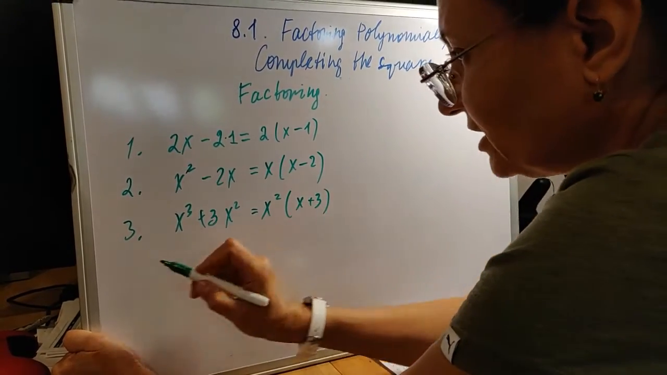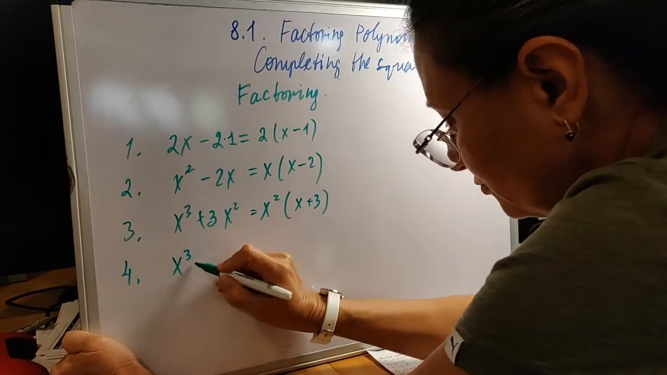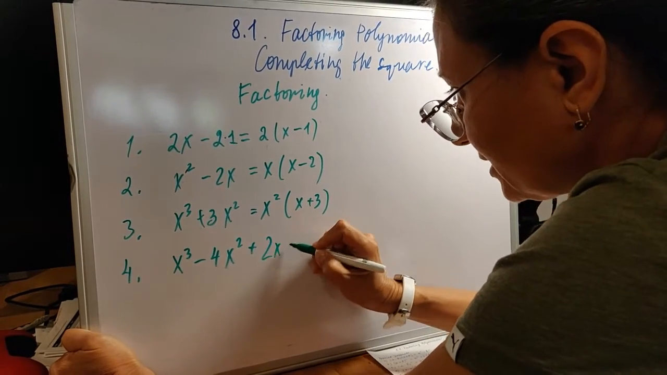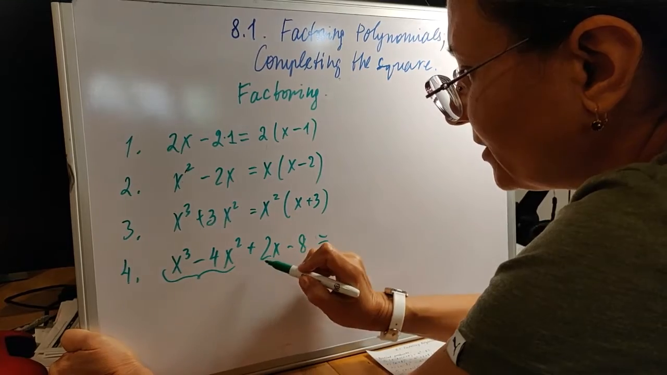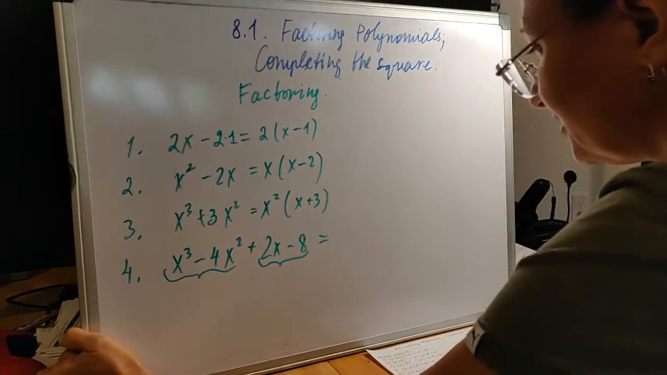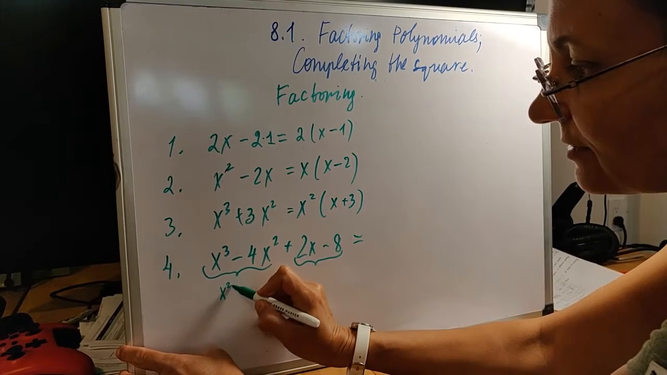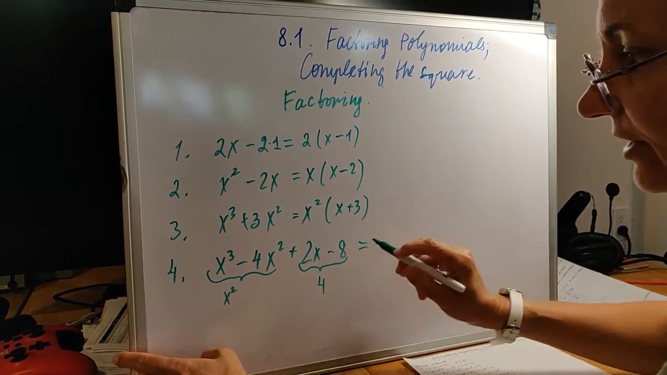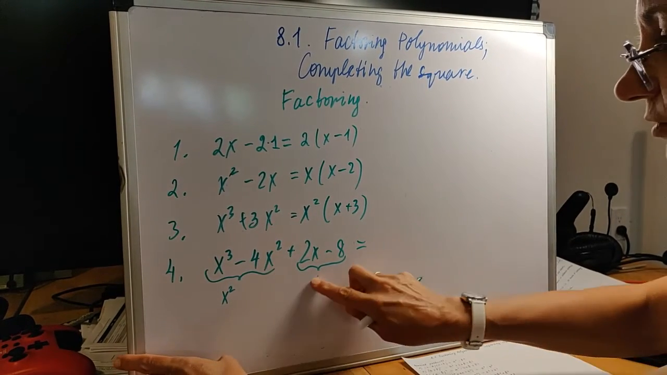Number 4, a little bit more complicated case when you have 4 terms. X cubed minus 4x squared plus 2x minus 8. Here I'm going to do factoring in pairs and then factor it one more time. For the first pair, the common factor is x squared. For the second pair, the common factor is 4, right? So I'm going to factor out x squared from here and 4 from here, not 4, 2, sorry.